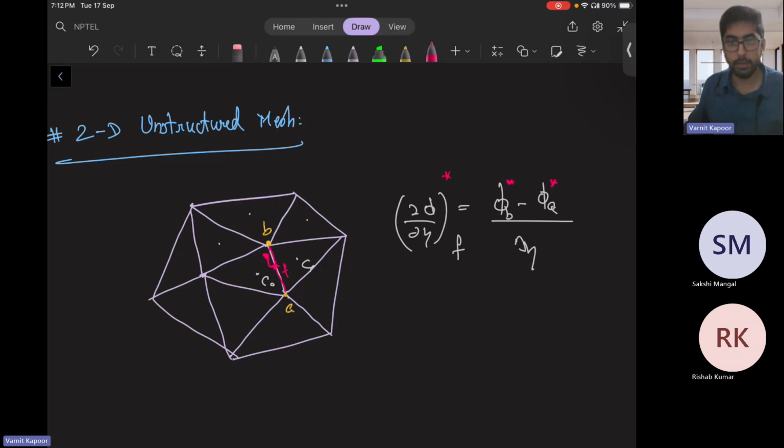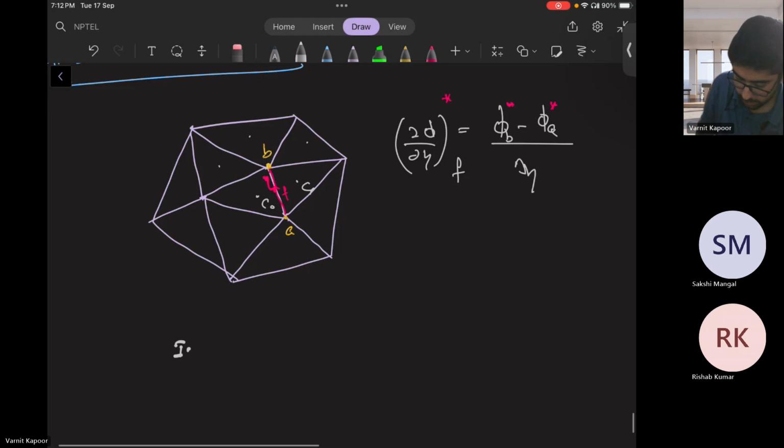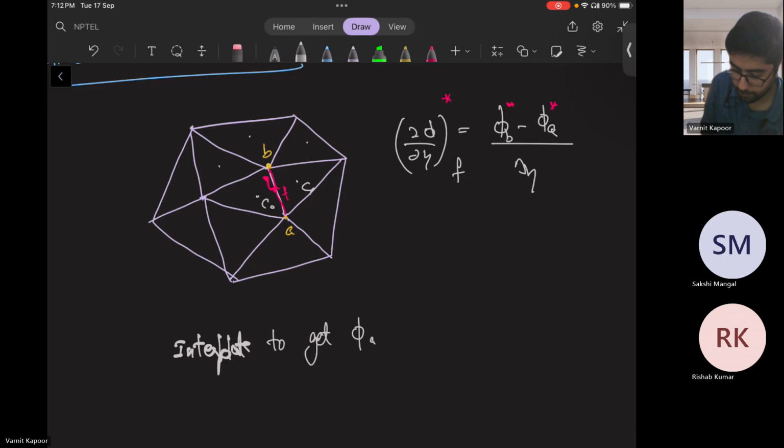First you have to assume the values, right? And interpolate to get φ and φb. As I said, interpolate φ and φb, which is calculated from the neighboring terms again. So we have C0 and C1, these cells' centroids. We can apply an interpolation method, an engineering method, for these unstructured meshes.